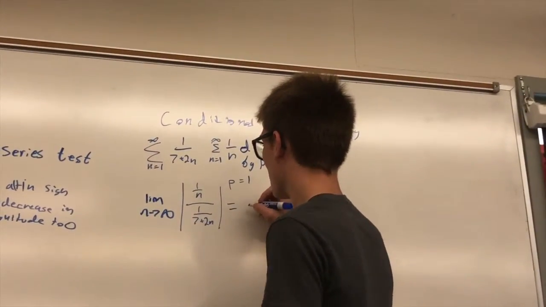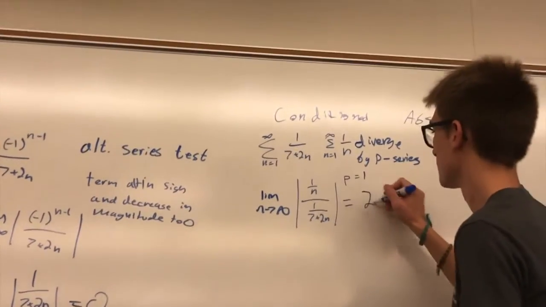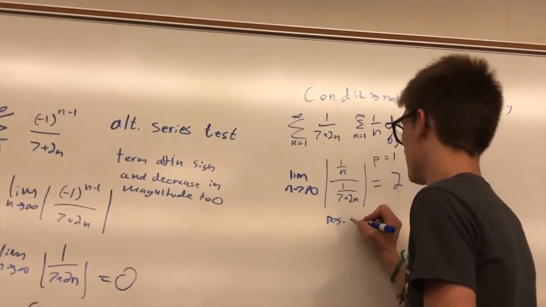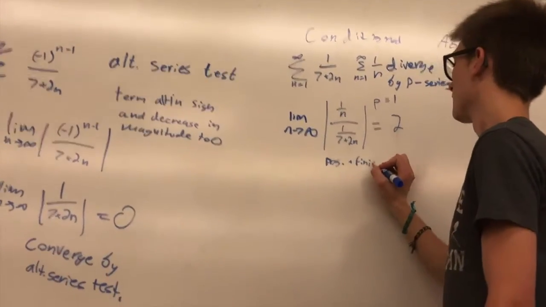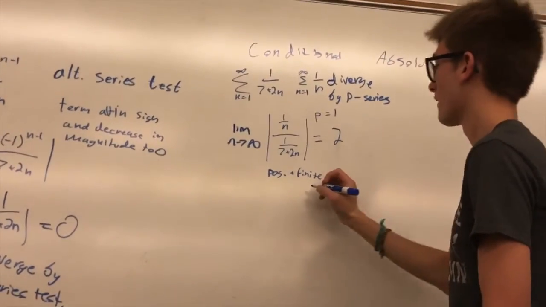So that's just gonna equal 1/2. Psych, it's gonna equal 2. And since this is positive and finite, then this is going to also diverge.